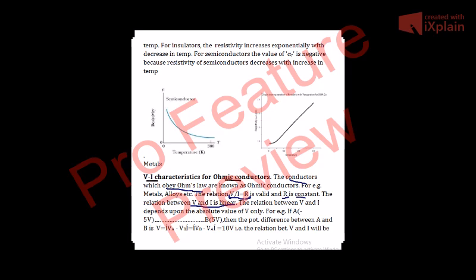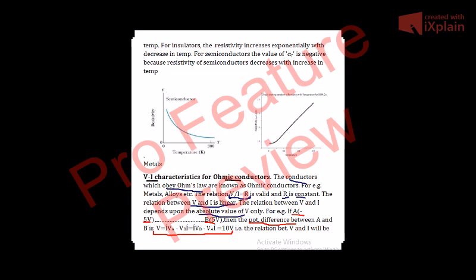The relation between V and I depends upon the absolute value of V only. What does it mean? For example, if we have 2 points, point A and point B, the potential at point A is minus 5 volt and the potential at point B is 5 volt. Then the potential difference between A and B is V equal to modulus VA minus VB, which means the absolute difference between the two. So that will be 10 volt.